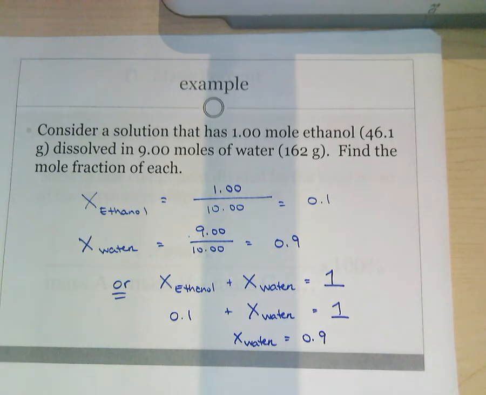Did I throw you into a tizzy? No. Good. Fraction's pretty stable.